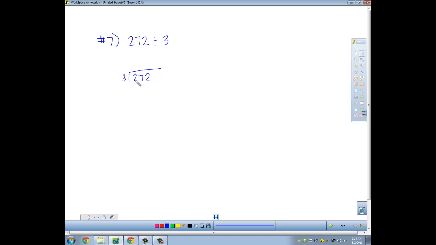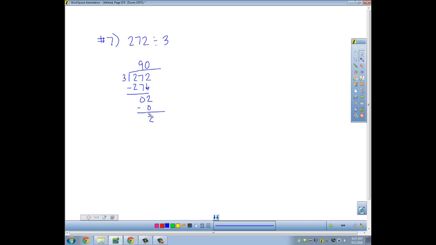3 doesn't go into 2, but 3 does go into 27 9 times. I'm going to bring down this 2. 3 doesn't go into 2, so I'm going to put a 0. Now, I don't have anything else to bring down.